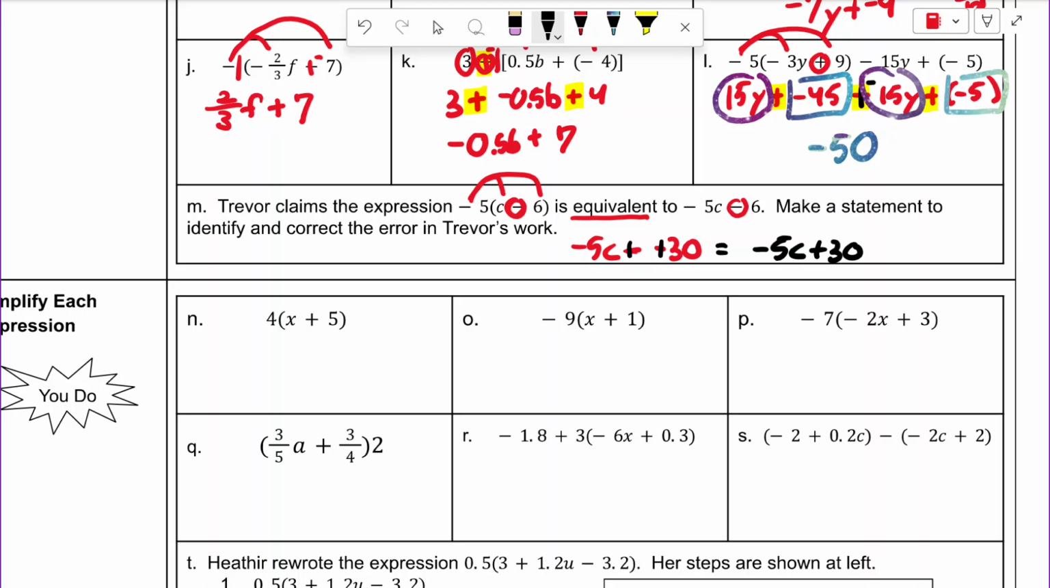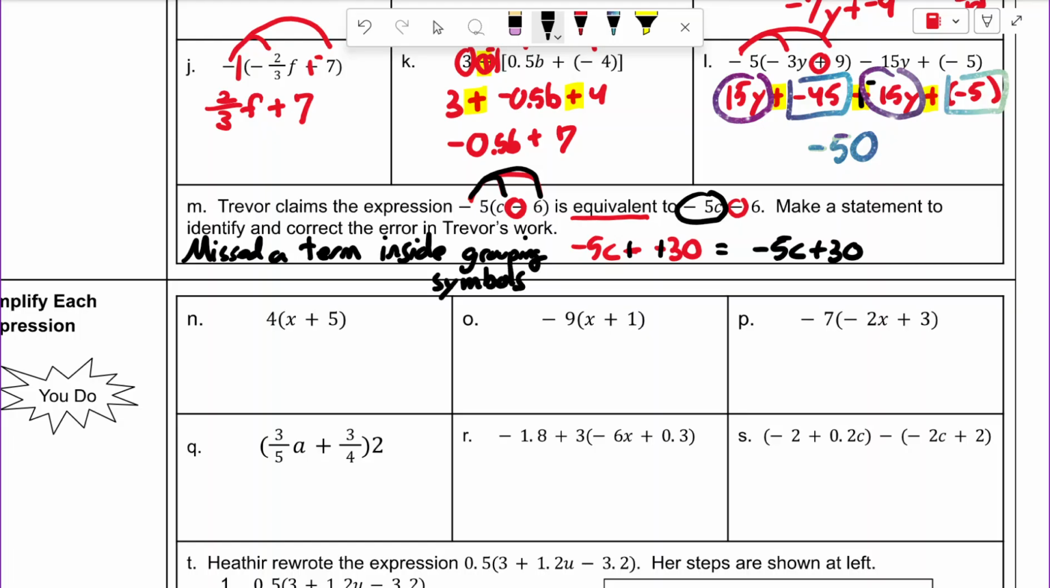So what happened to Trevor's work? Well, he distributed the negative 5 to the c. He did a good job. He got negative 5c, but he did not distribute the negative 5 to the 6. He stopped, and he just brought the minus 6 down. So that was his error. He didn't do distributive property to all of the terms inside the grouping symbol. So that's what we'll write. We'll simply say he missed a term inside grouping symbols. Not a lot of room.